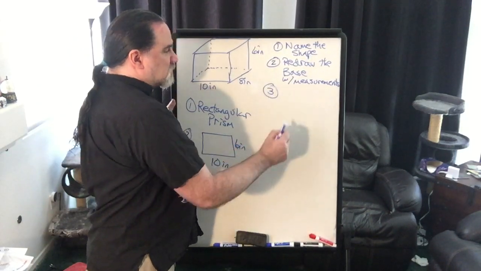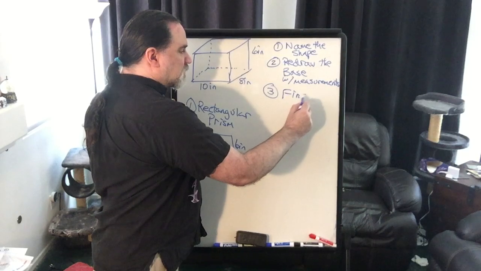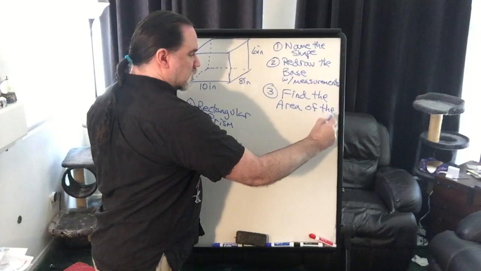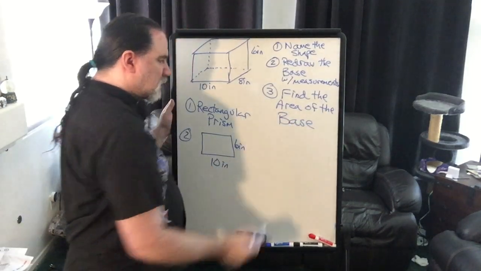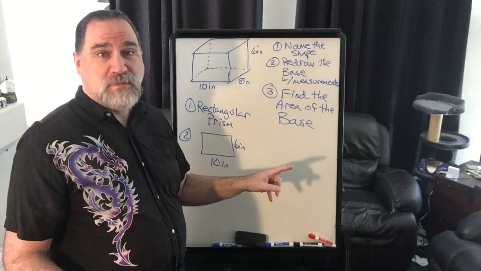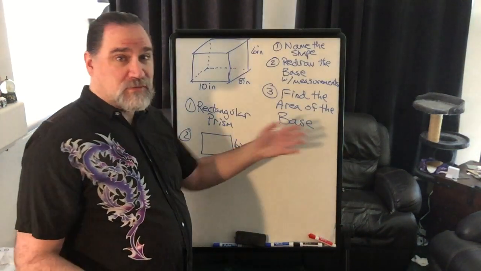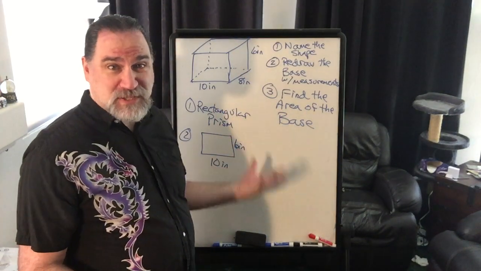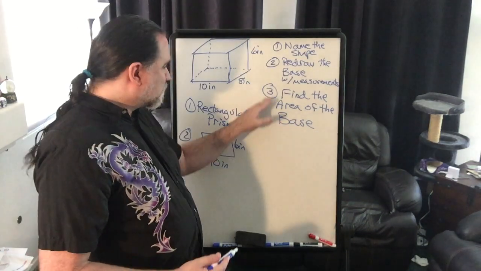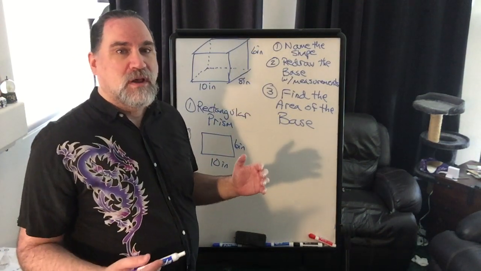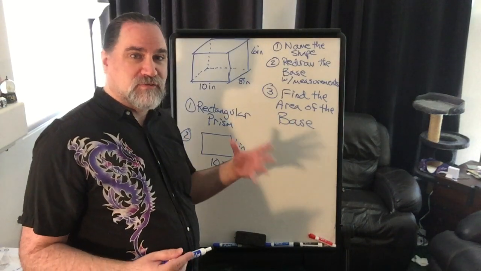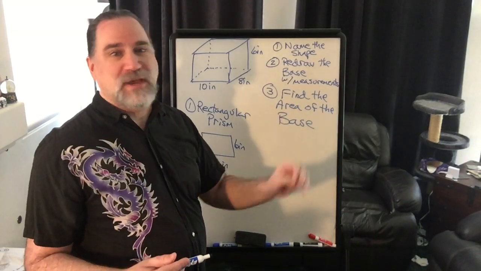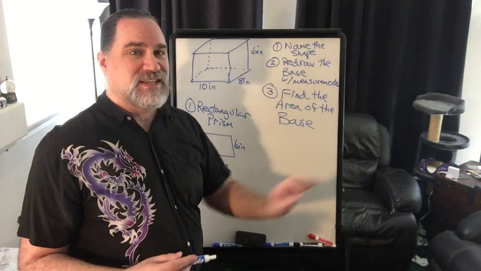Step 3 is we're going to find the area of the base. Now, that's going to change from shape to shape. If my base were a triangle, that's one formula. If my base is a rectangle, that's one formula. If my base is a circle, as in a cylinder, that's a different formula. So this is where you have to make some decision about how to find the area of the base. What is the formula for that shape? Is it a triangle? Is it a trapezoid? Is it a circle? Is it a rectangle? What is that shape, and how do I find its area?